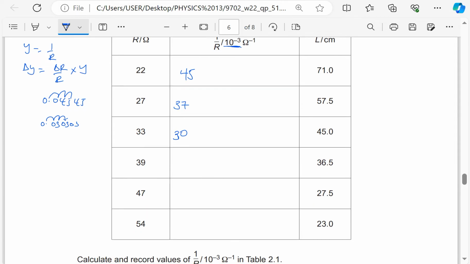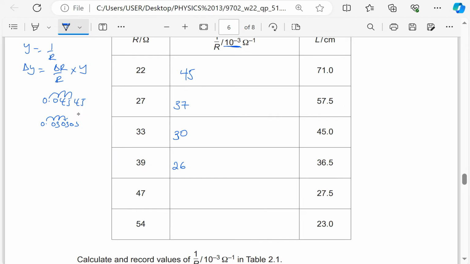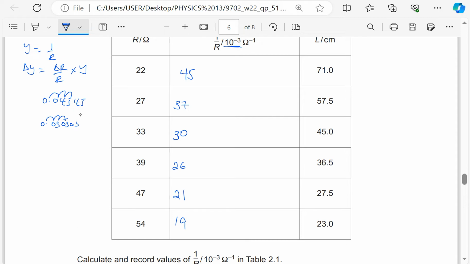Then the next is 1 divided by 39. So this is going to be 25.6, so it is going to be 26 when you round off, times 10 to the power of -3. Then 1 divided by 47. So this is going to be 21 times 10 to the power of -3. Then 1 divided by 54. This is going to be 19. So I have to add the uncertainties, plus or minus.